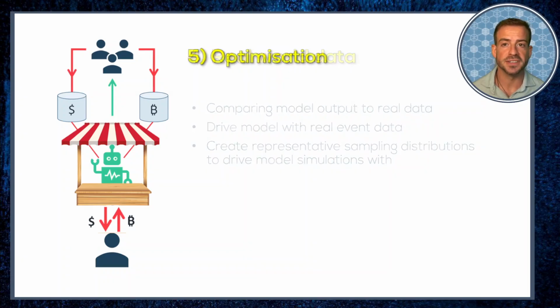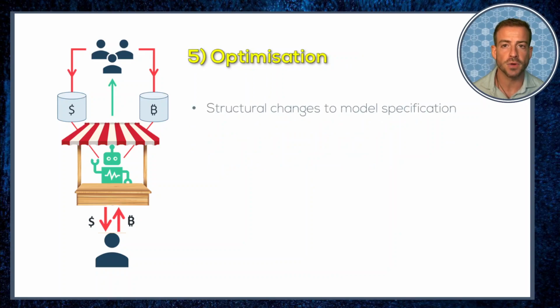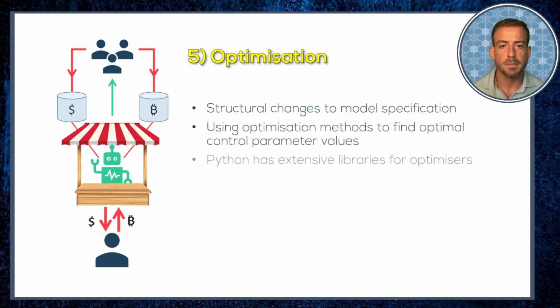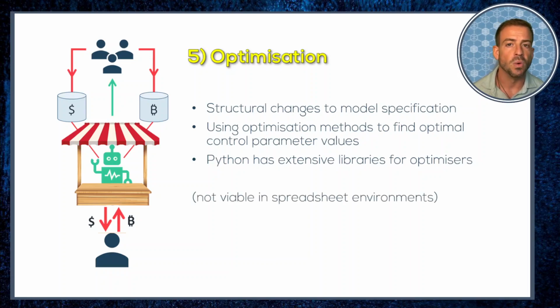Finally, we get to optimization. We may change our model structurally by adding new agents, rules, or processes, or tweak arbitrary parameter values that are in our control. Python has several optimization libraries available to help us tweak these values to achieve some desired criteria. Again, all of these recent steps are definitely not suitable to handle in spreadsheet environments.